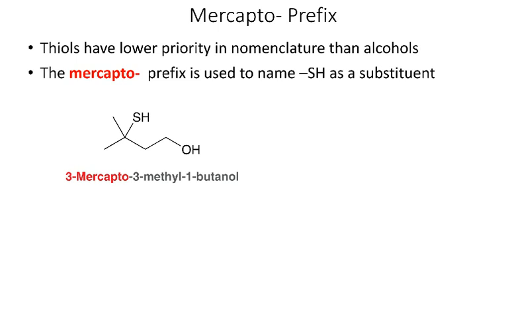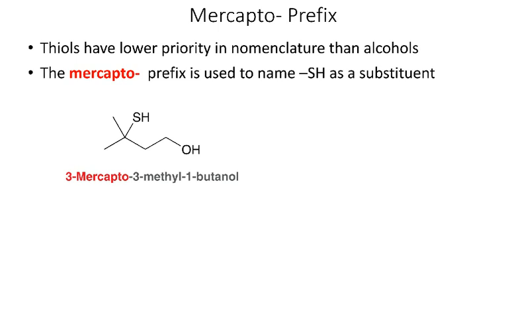Now, as we're going to start to see, the nomenclature can become somewhat more complicated when I have multiple functional groups. And we'll talk more about this later, but just as a brief introduction, thiols have a lower priority in nomenclature than alcohols. So if I have a compound that has both a thiol and an alcohol, the parent chain is going to be named as an alcohol, and then I have to name the thiol as a substituent. And so the name that we give thiols when we name them as substituents is mercapto.